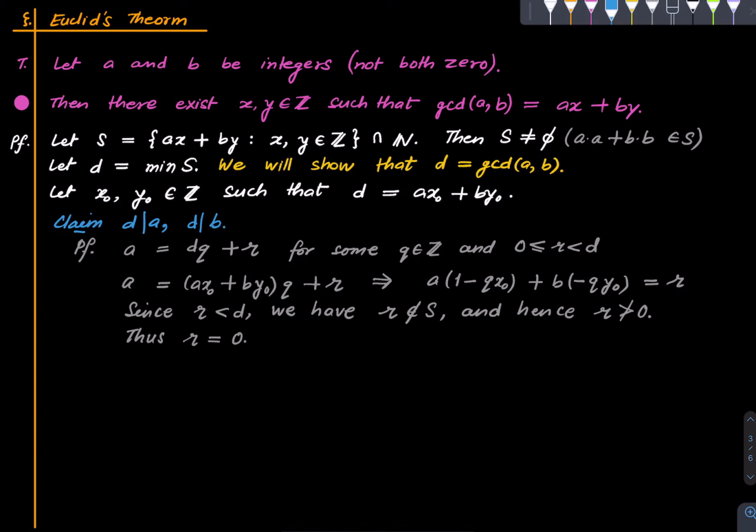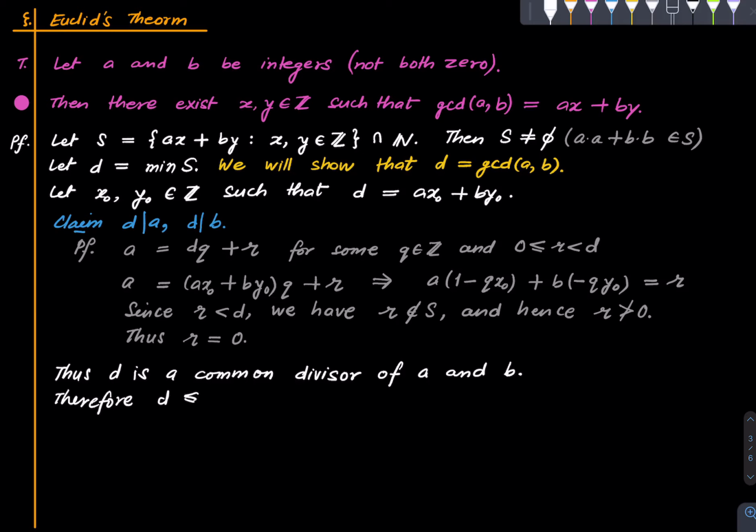So from the above claim, we have that d is a common divisor of a and b. That's exactly what the above claim is. And therefore it cannot be greater than the GCD. A common divisor is always at most the greatest common divisor. So therefore d is at most the GCD of a and b.